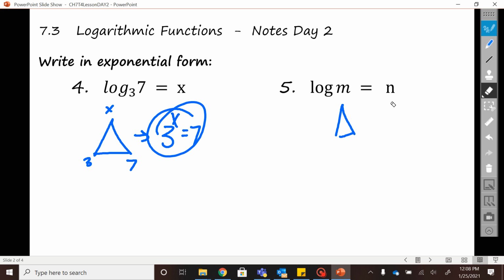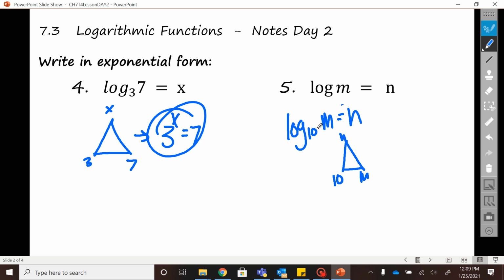All right, now number 5, this is one we haven't seen yet. You'll notice that there's no base for the logarithm. It just says log. A lot of times in math, we have stuff that has invisible numbers, and this is also the case. Whenever you see a log that's by itself, it's a base of 10. Okay, so a log without a number under it is implied to be a base of 10. Okay, so what we're looking at is 10, m and n. Log base 10 of m is equal to n. So that must mean that 10 to the n power equals m.